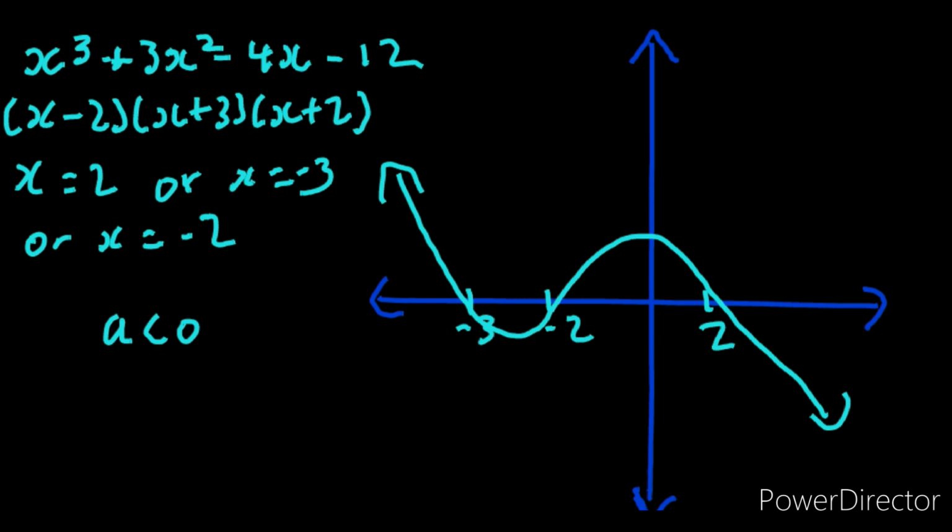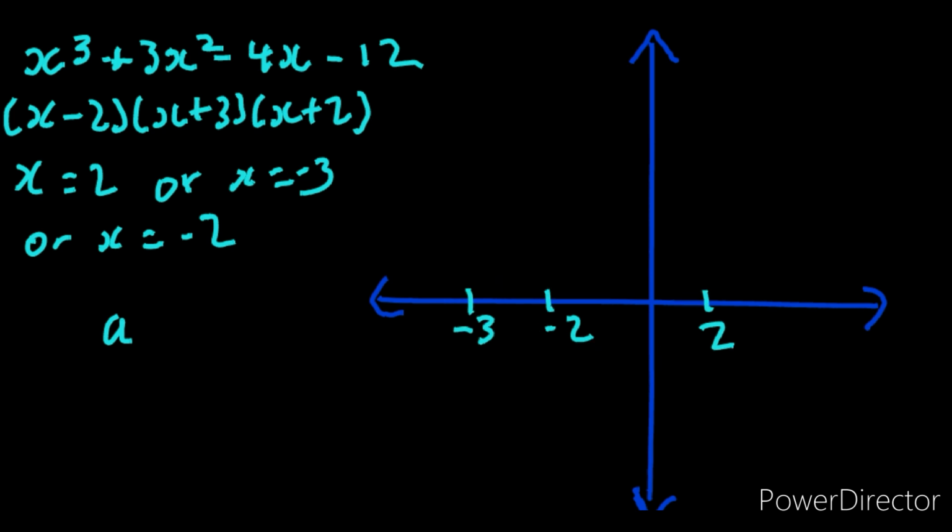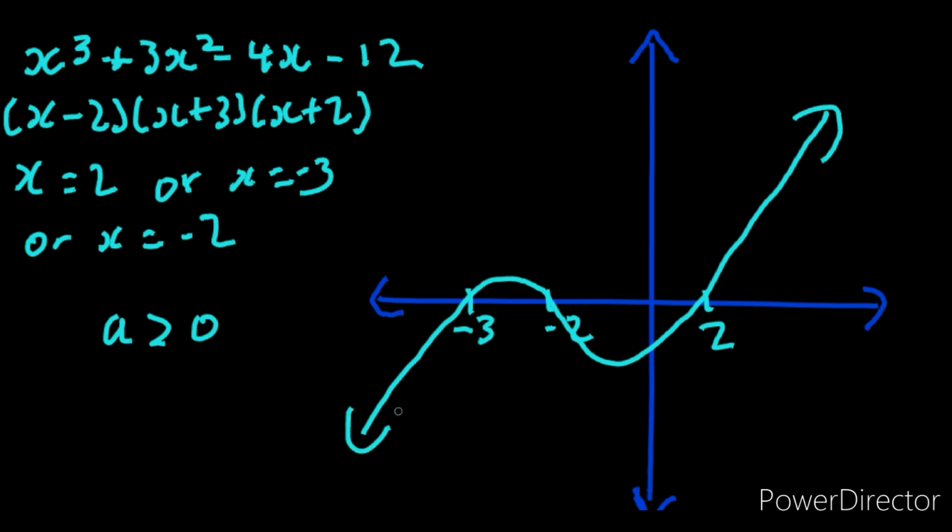So it will have three distinct roots, three different x-intercepts. Hence it's going to touch the x-axis 3 times. So it is important to memorize this. In this case, because a is actually positive, this is how the graph will look. So the graph will be increasing overall. It starts by increasing, then it decreases, then it increases again.